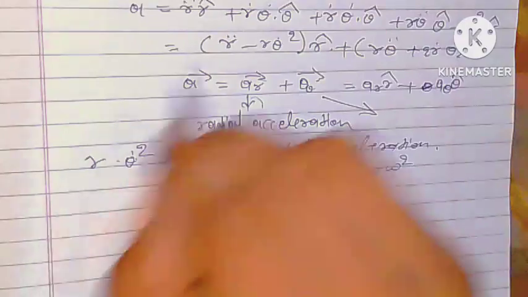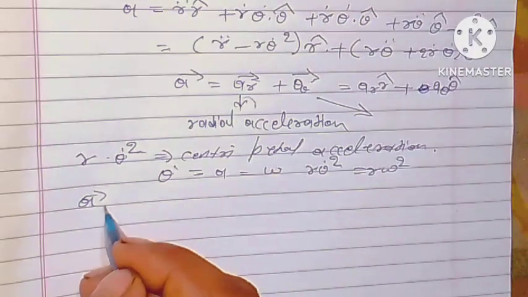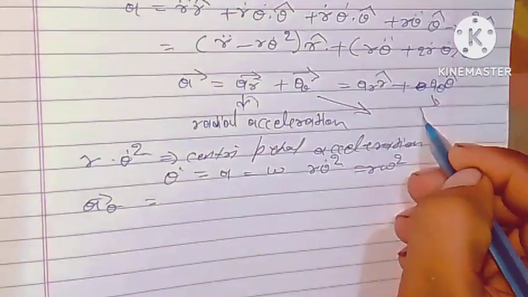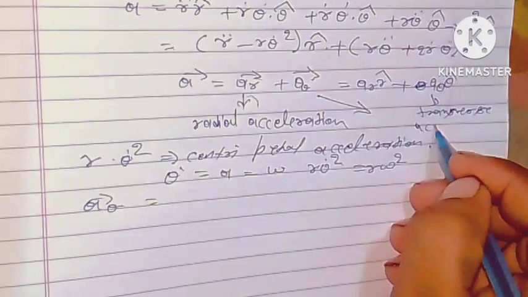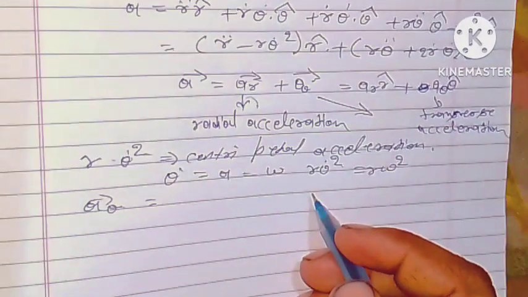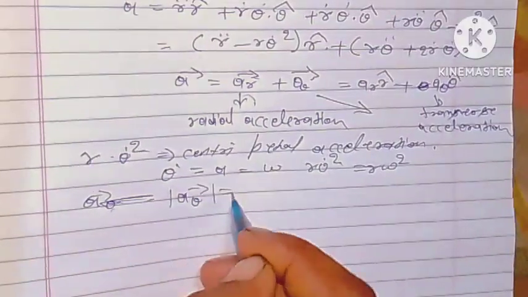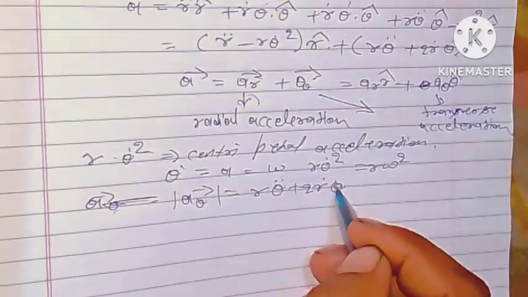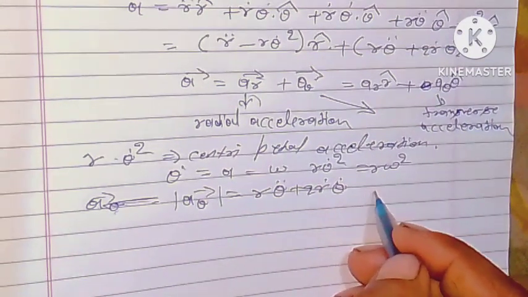The quantity vector a theta is the transverse acceleration. This is the transverse acceleration. The magnitude of vector a theta equals r double derivative of theta plus 2 derivative of r into derivative of theta, and its direction is along theta.